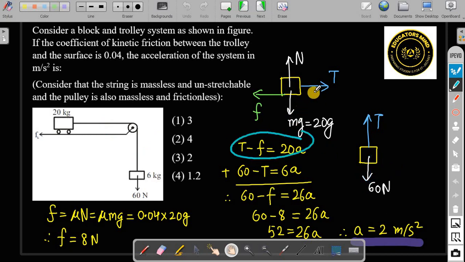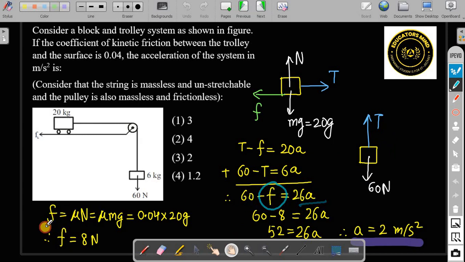So write Newton's laws, right? Second law, net force is mass into acceleration. So if you see here, tension is going towards the right side, so tension is greater, so tension minus friction is equal to mass into acceleration. First equation, right? Similarly, you write, this is going downward, so 60 minus tension is mass into acceleration. Mass is 6 here. Now you just add them. What do you get? 60 minus f, right, is 26a.